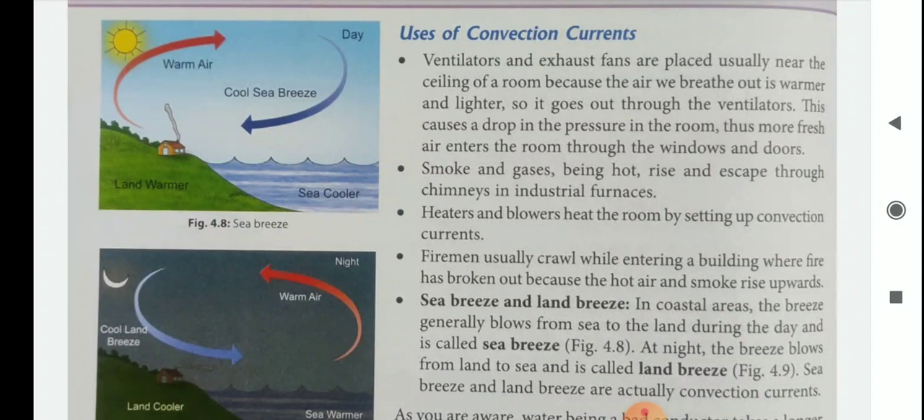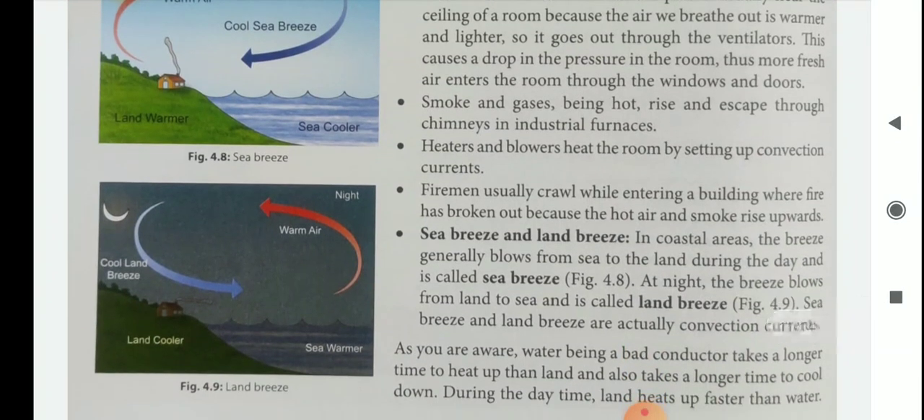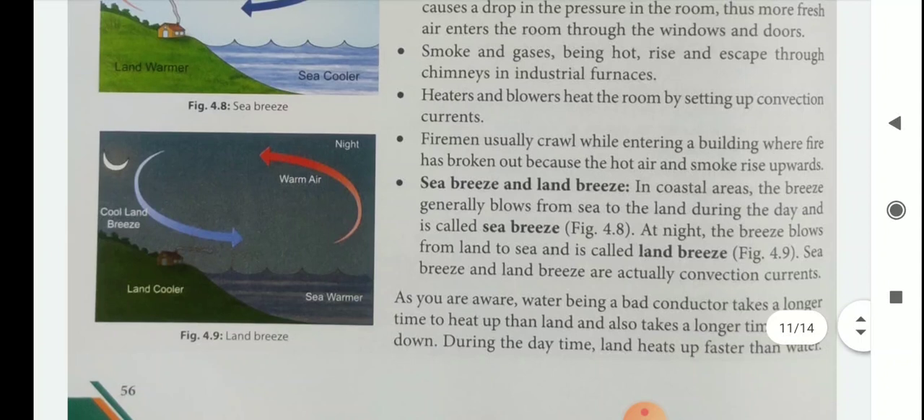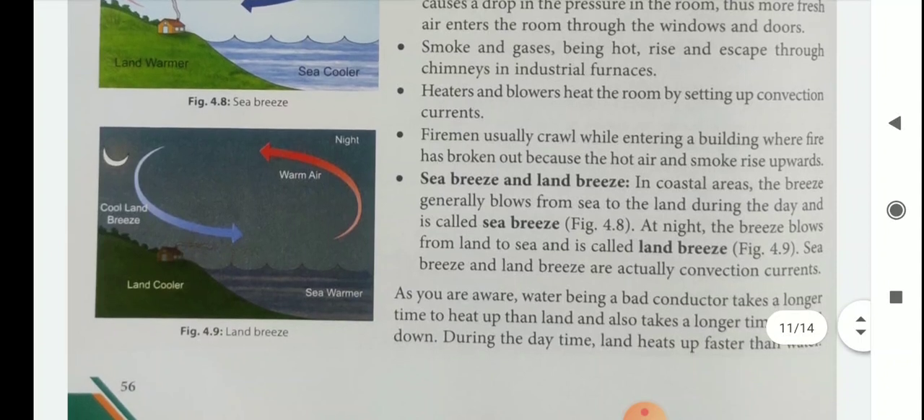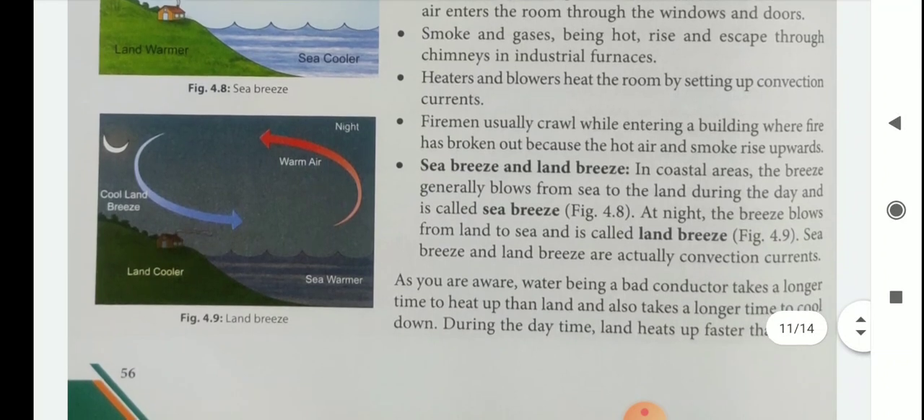Smoke and gases, being hot, rise and escape through chimneys in industrial furnaces. Heaters and blowers heat the room by setting up convection currents. Firemen usually avoid entering a building where fire has broken out because the hot air and smoke rise upwards.